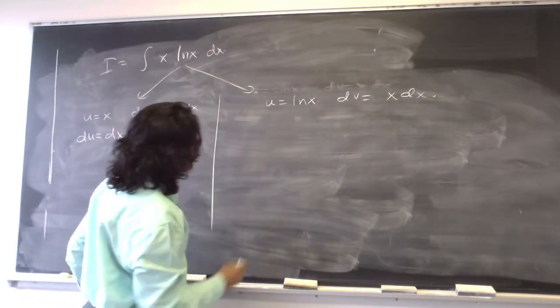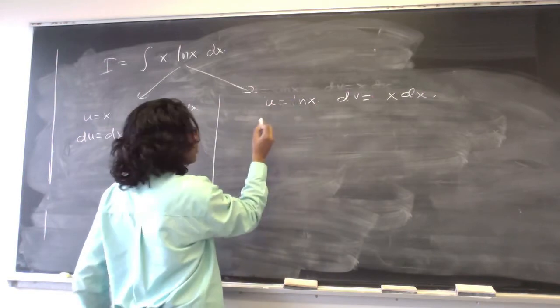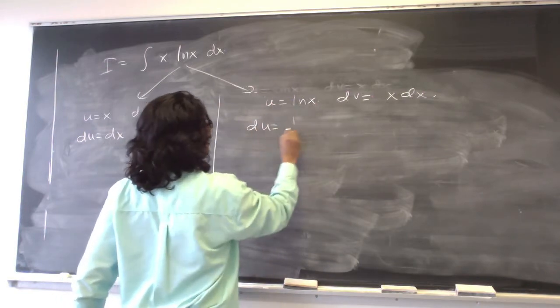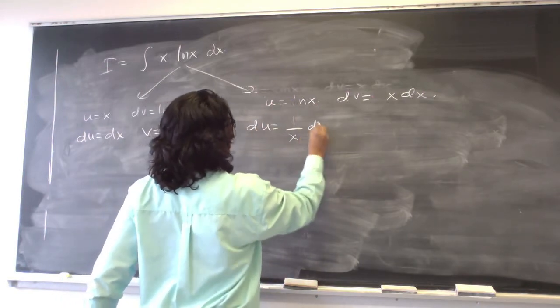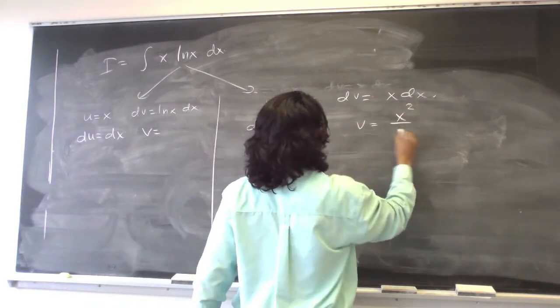How about this? u is equal to the natural log of x, that's fine. We can take the derivative of the natural log of x. So du will be equal to 1 over x times dx. And v is the antiderivative of x, which is x squared over 2.